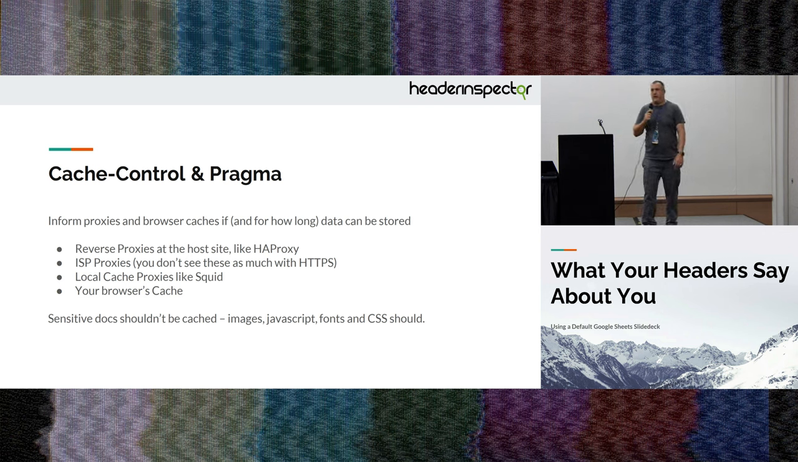So if we're trying to cache your banking information, that's probably a bad thing. We want you to make a fresh request every time you're looking for that information. But if it's an image, like a logo, or whatever kind of images you might like on the internet, it might be better to cache them so they're served quicker.